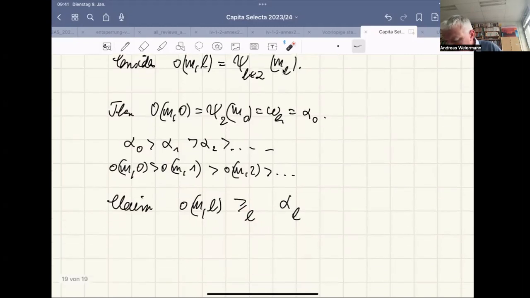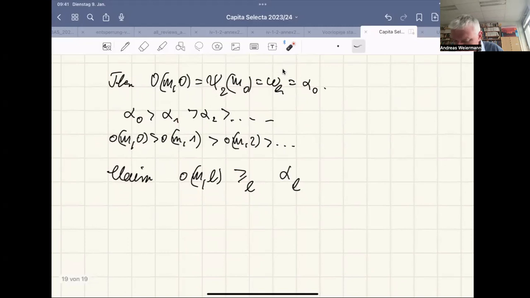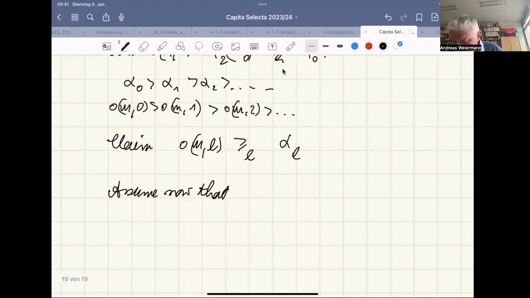So assume now that O(M_L) is at least as big as alpha L.